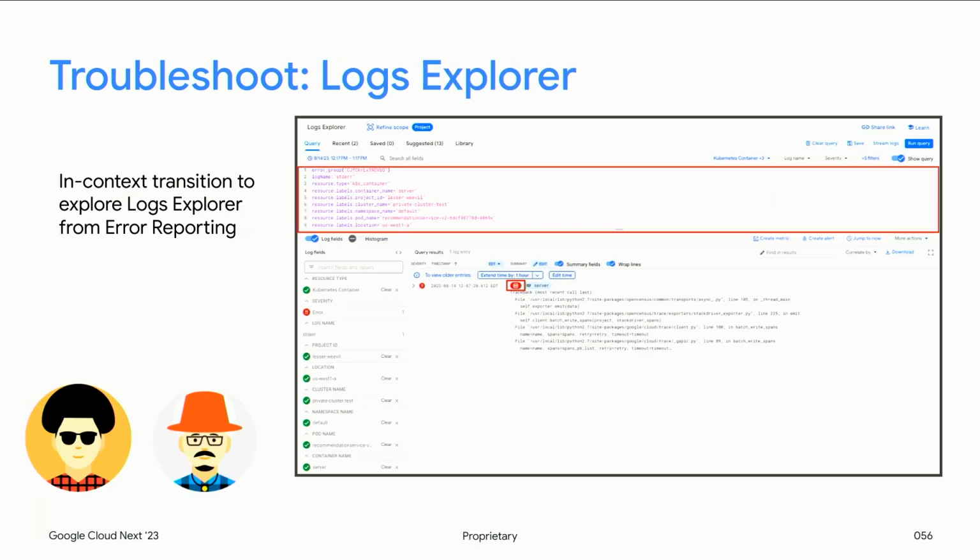Now, from error reporting, you can go into Logs Explorer by clicking on View Logs. This gives you a starting point to explore your logs further. You don't have to reduce noise or figure out filters. Error reporting gives you a starting point to explore your logs, and we just saw all the amazing features that he uses in Logs Explorer to make troubleshooting easier.